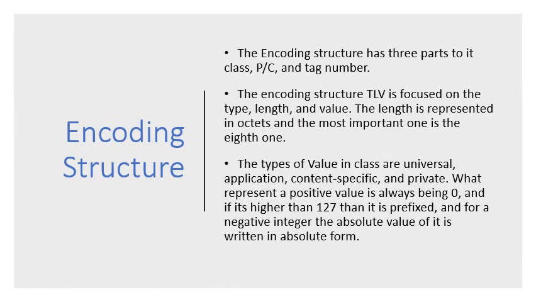The encoding structure has 3 parts to it: class, PC, and tag number. The encoding structure TLV is focused on the type, length, and value. The length is represented in octets, and the most important one is the 8th one. The types of value in class are universal, application, context-specific, and private. What represents a positive value is always being 0, and if it's higher than 127, then it's prefixed. And for a negative integer, the absolute value of it is written in the absolute form.